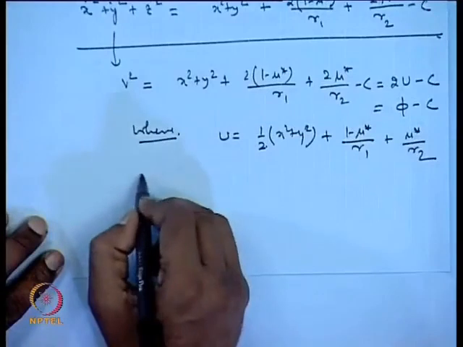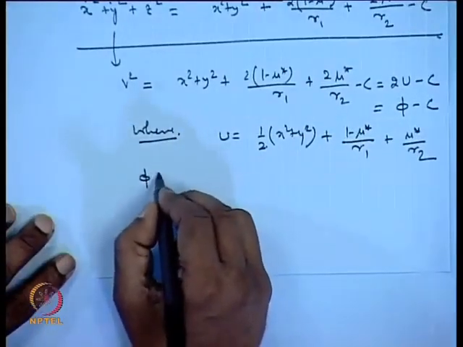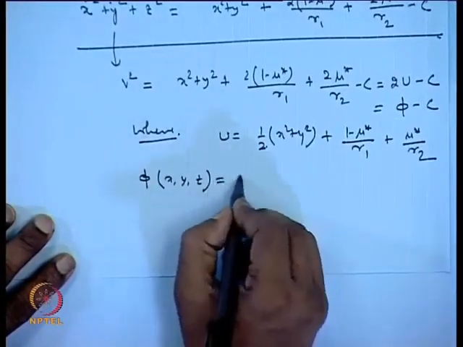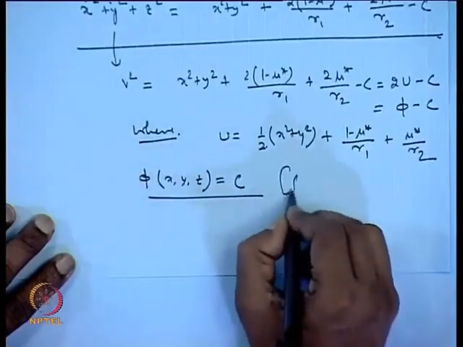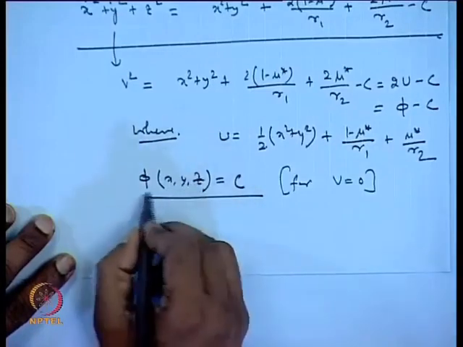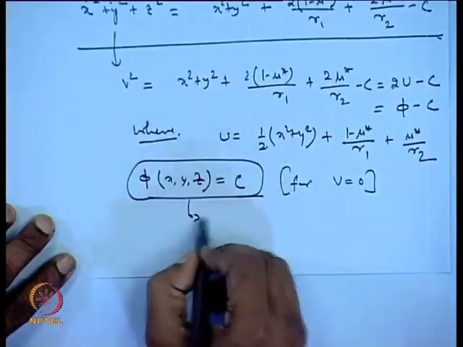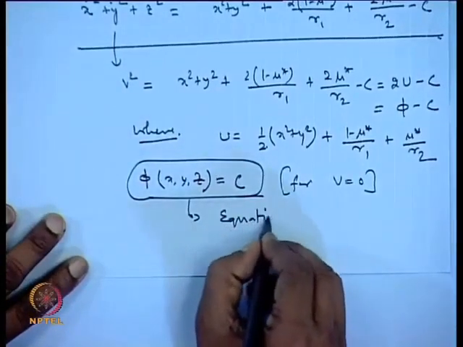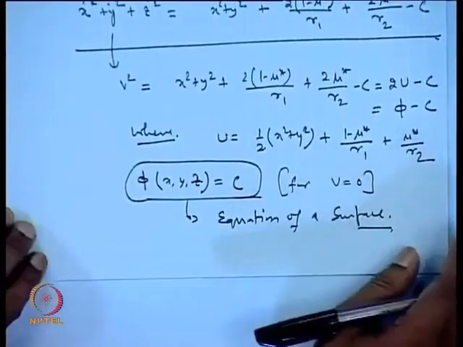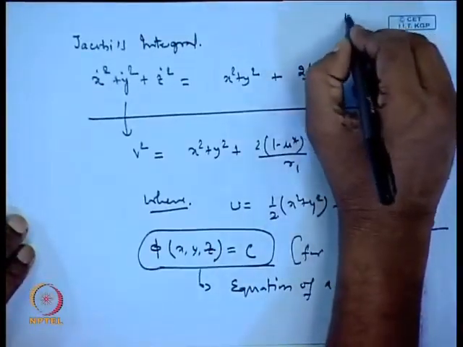Okay. So, here the phi which is appearing, phi we wrote as a function of x y z, and for v equal to 0, okay, phi which is a function of x y and z, this describes the equation of a surface. So, we will keep discussing these things.